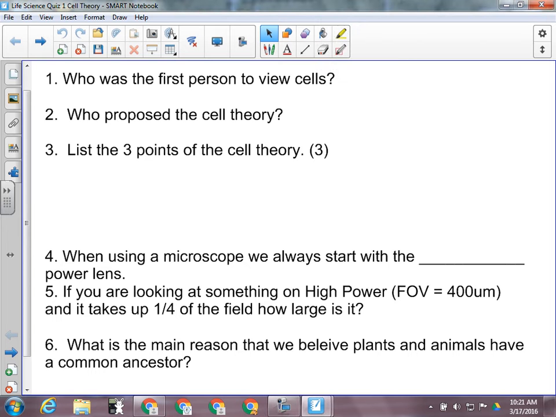Question number 1. Who was the first person to view cells? Hooke. Okay? Hooke was the first person to view cells. 1 mark for Hooke.